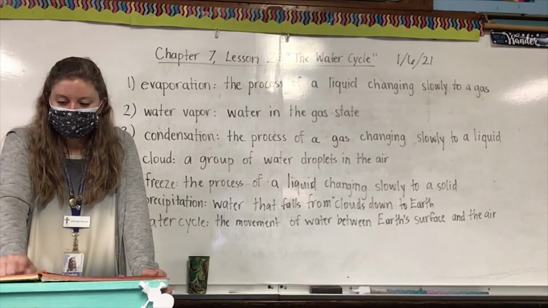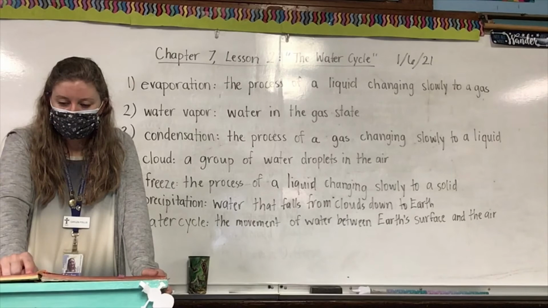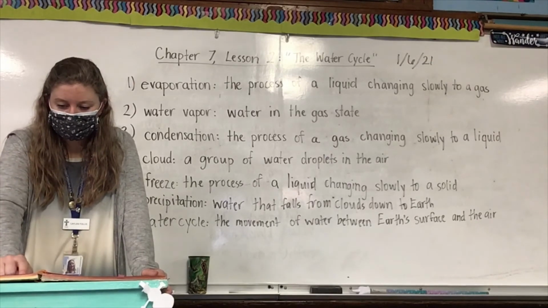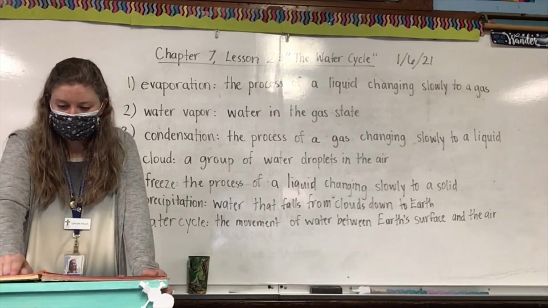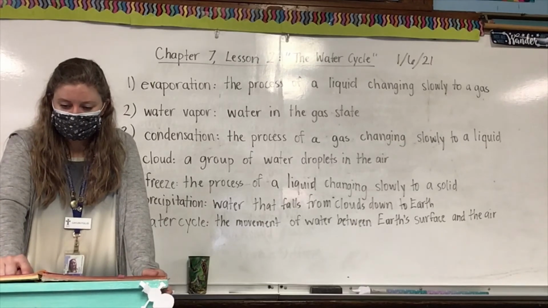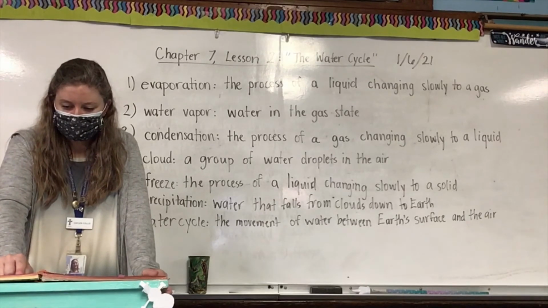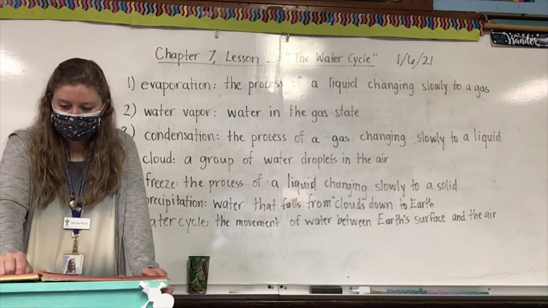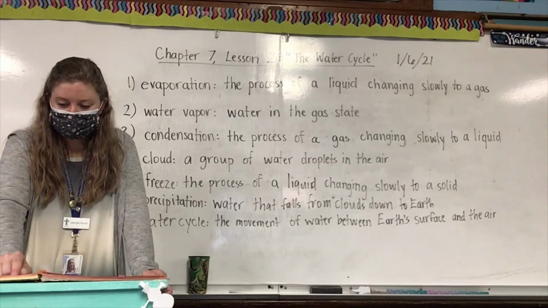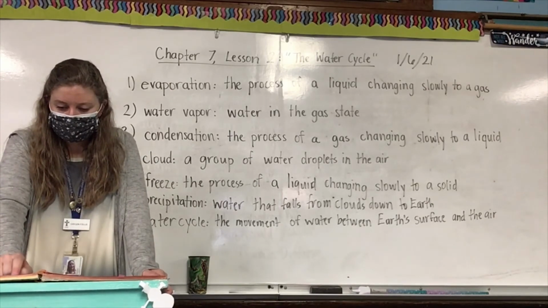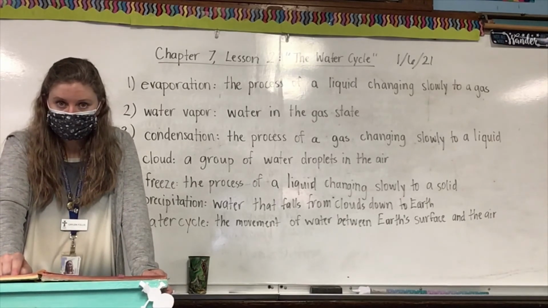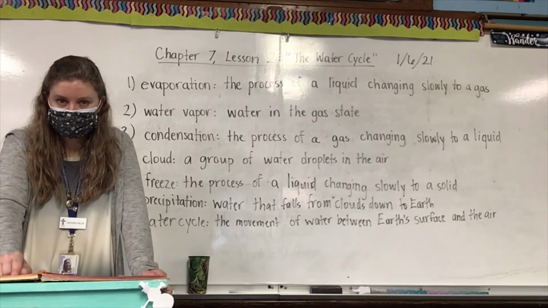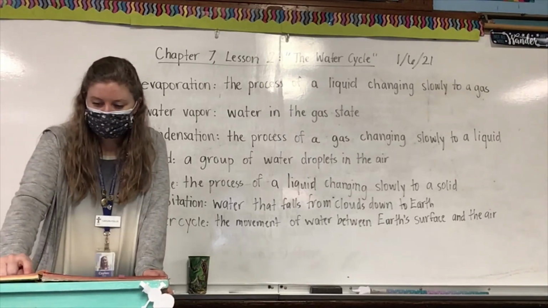When it rains, water flows over Earth's surface as runoff. Runoff gathers in the lake, ocean, rivers, and streams. Over time, water collects in glaciers and ice caps. Good.